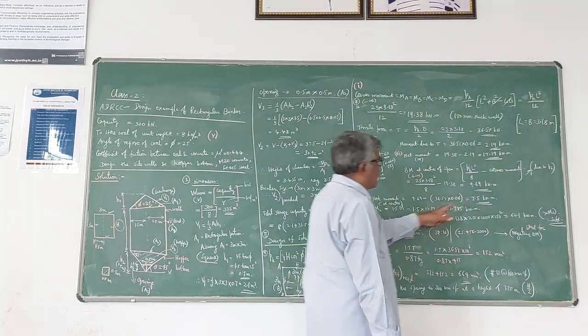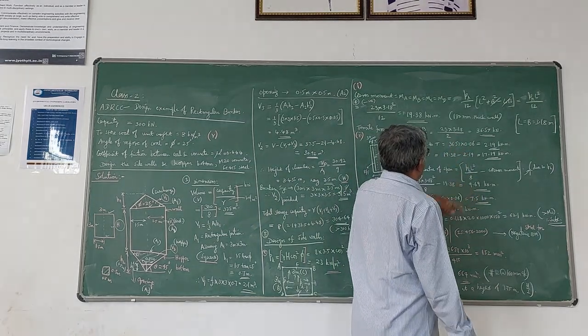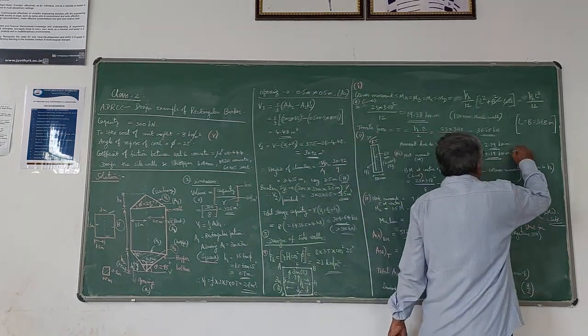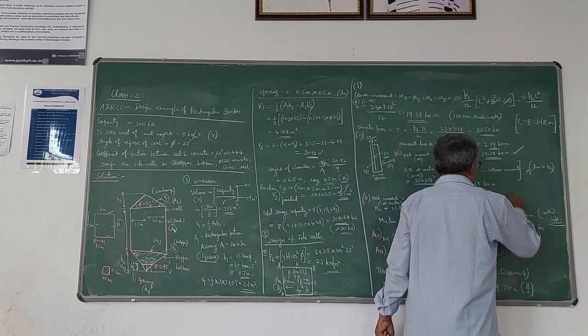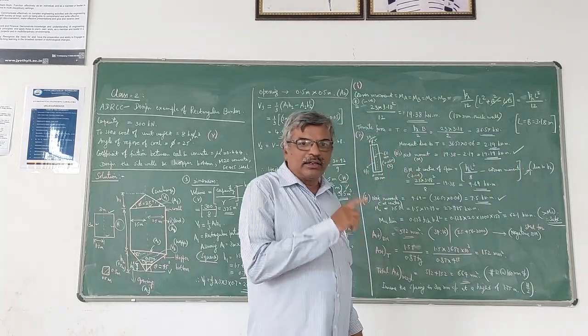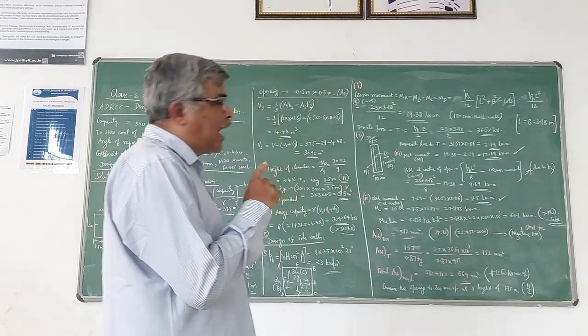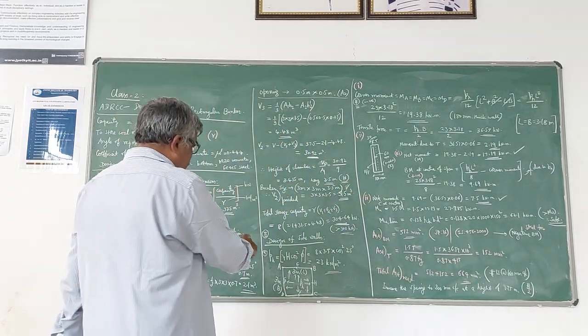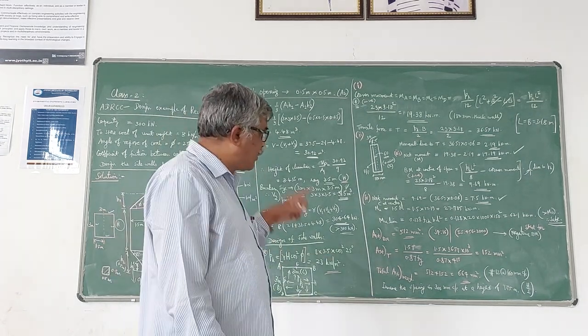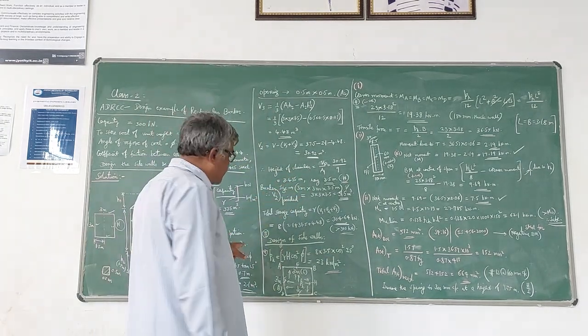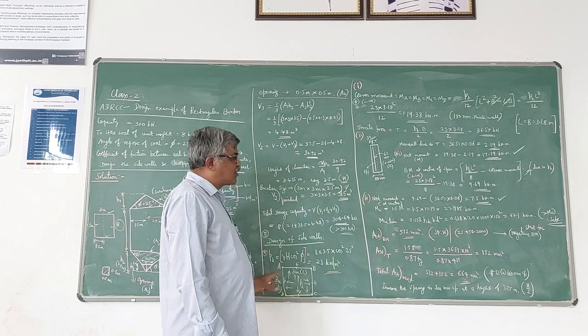Now, these two values are important for us. One value is 17.19 kilonewton meter, another value is 7.5 kilonewton meter. So 17.19 kilonewton meter acts at the corners of the rectangular portion of the bunker, and 7.5 kilonewton meter acts at the midpoint of the walls of the bunker.